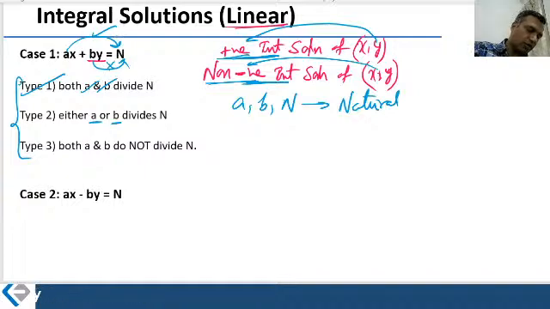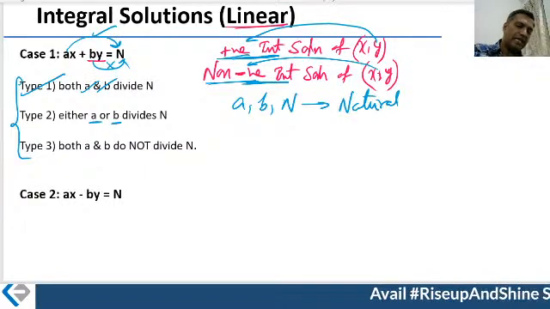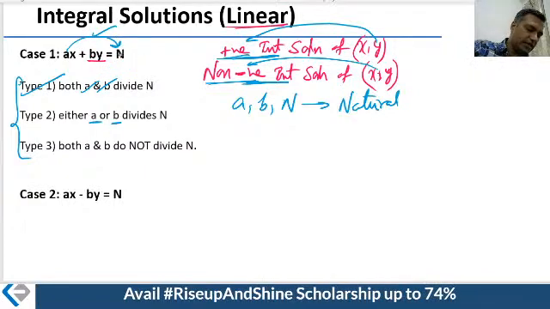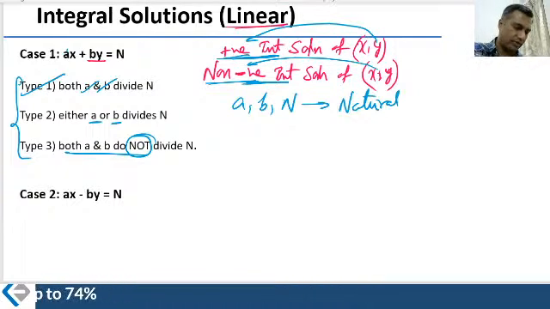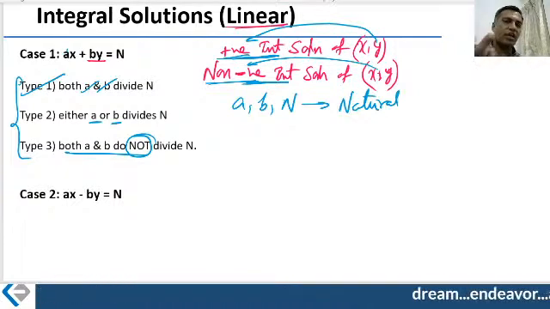What about type 3? Type 3 is neither divide. Both a and b do not divide, which means neither a divides n nor b divides n. In the sense, the coefficient of x does not divide, and the coefficient of y also does not divide. So these three cases, what's the advantage? What is it that we want to understand?